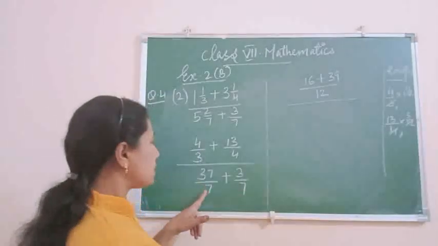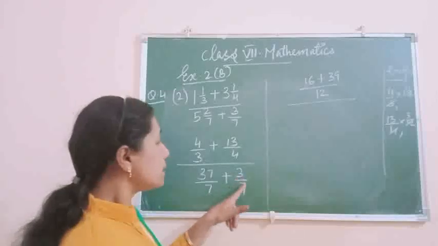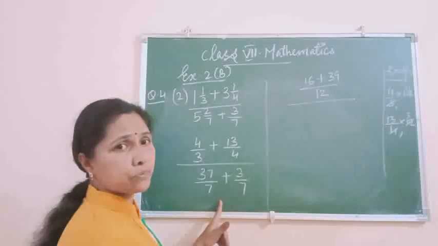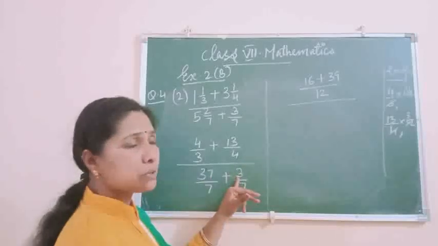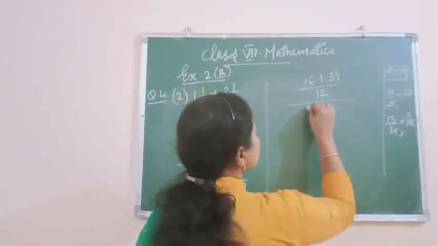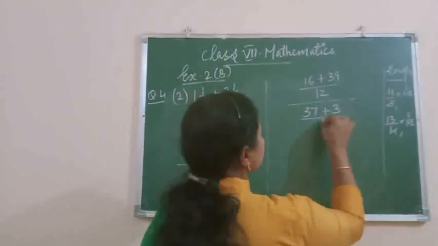See the denominator. The fractions given are 37 upon 7 and 3 upon 7. Denominators are the same, so there is no need of finding the LCM. You just add the numerators only. So we are writing 37 plus 3 upon 7.